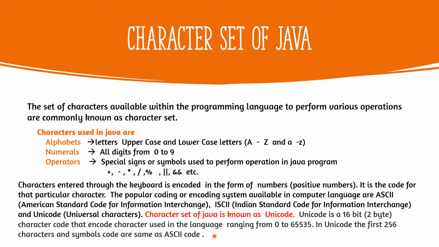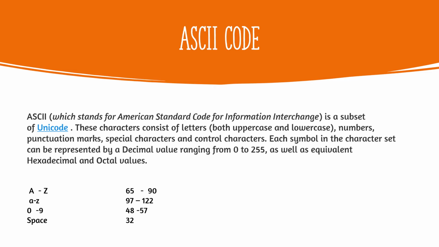For example, if A has a code, which we will learn in the next slide, the same code will be in Unicode also. The first 256 characters and symbols are the same as ASCII code. So if the question arises, what is the character set of Java? Answer is Unicode. We can discuss ASCII code also, because we have to study the ASCII codes of alphabets, numbers and space for doing various programs.